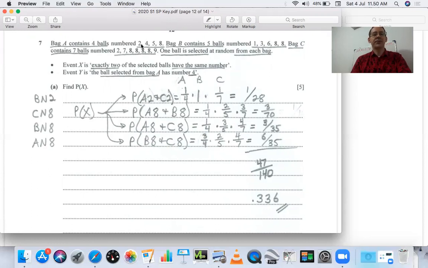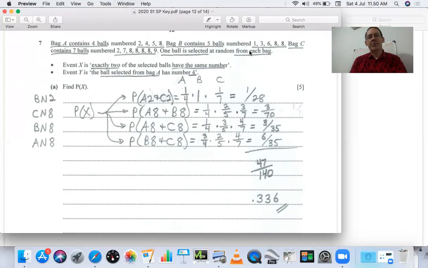So if A has a 2, that is 1 out of 4 possible numbers from bag A, 1/4. B does not have a 2, so it doesn't matter what number we draw, as long as it's not a 2. So any one of those numbers will work, so you can just call it 1 times 1. Now for C, we need the 2 because we're doing 2s here. There are 7 numbers, only one of them is a 2. So for bag C, it's 1 out of 7. You multiply it, you get 1 out of 28.